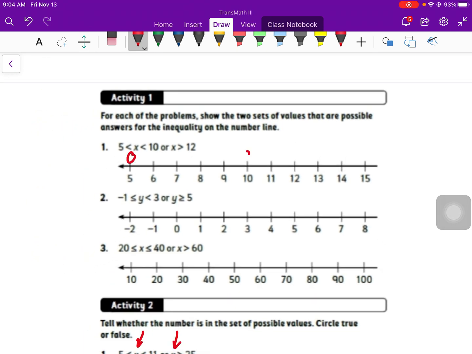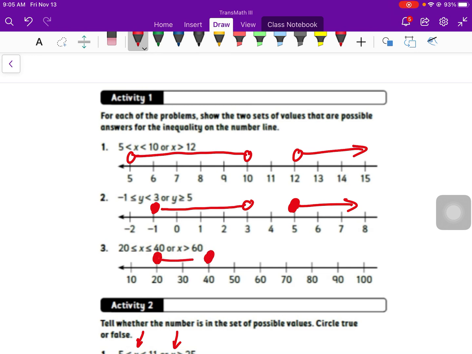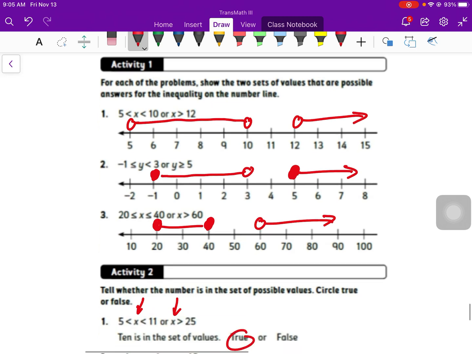Activity 1, I'm going to have an open circle at 5 and 10. Connect those. Open circle at 12 with an arrow going to the right. Number 2, closed circle at -1. Open circle at 3. Connect those dots. Closed circle at 5, going to the right. And number 3, closed circle at 20. Closed circle at 40. Connect the dots. Open at 60. Arrow going to the right. Now you're not always going to have arrows going to the right. They just happen to work out that way this time.